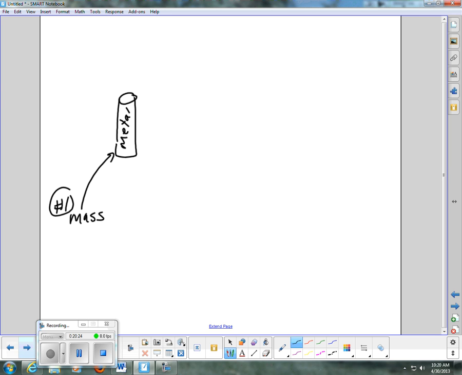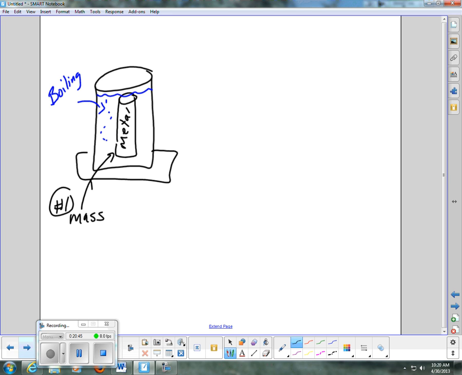First thing we're going to do is get the mass. Then the second thing we're going to do is put that metal into boiling water. And this is my little boiling setup. We're going to be using these little hot plates. Okay, this is my little hot plate thing. So we're going to boil these metals once we've weighed them.